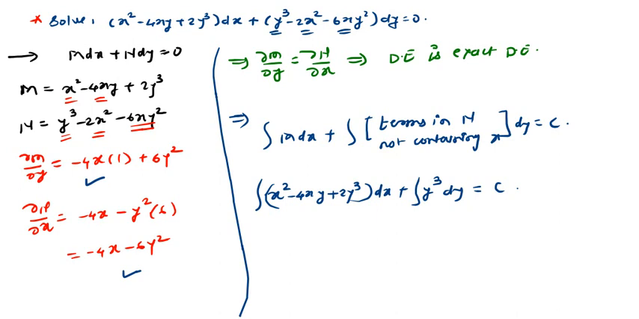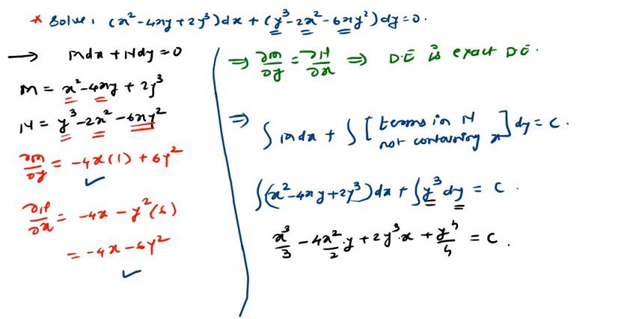The integration of x square with respect to x will be x cube by 3. The integration of 4xy with respect to x will be 4x square by 2 into y, plus the integration of 2y cube with respect to x will be 2y cube into x, plus the integration of y cube with respect to y will be y to the power 4 upon 4 equal to constant. And you can see here that will be our final solution.